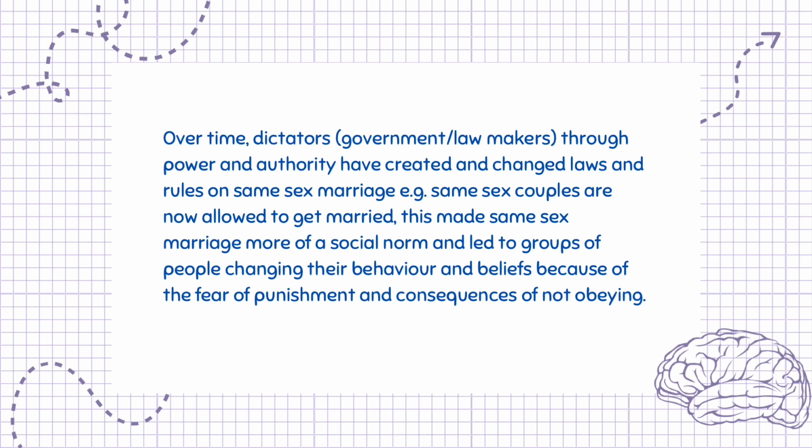Over time, dictators and government lawmakers, through power and authority, have created and changed laws and rules on same-sex marriage, e.g. same-sex couples are now allowed to get married. This made same-sex marriage more of a social norm and led to groups of people changing their behavior and beliefs because of the fear of punishment and consequences of not obeying.